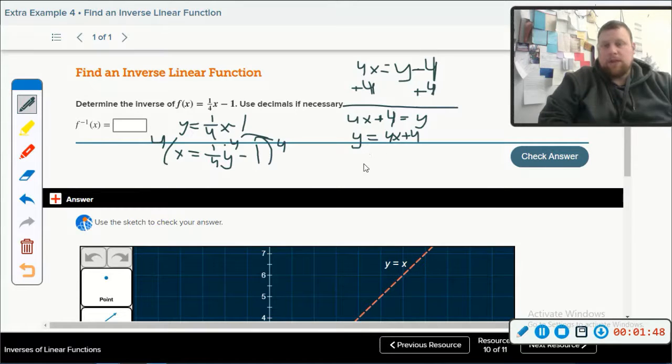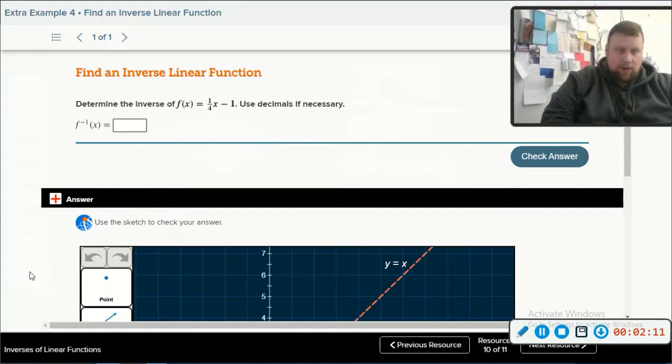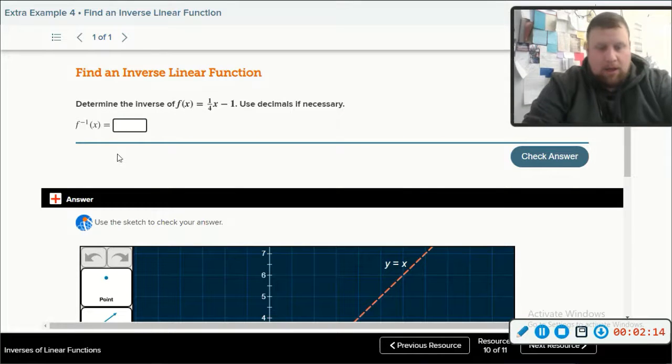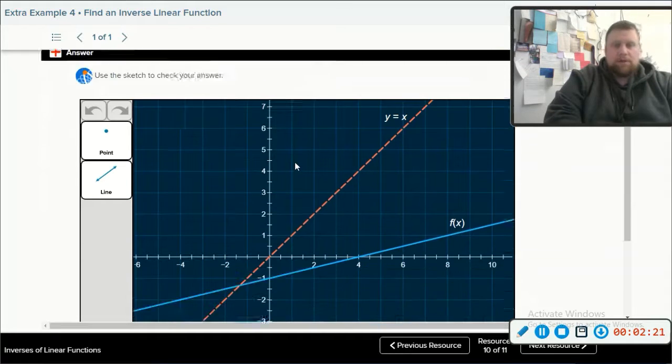And then what does step 4 tell us to do? It says replace the y with f to the -1 of x, or the inverse f of x equals 4x plus 4. Boom. Go ahead and make sure you pause this if you need to. Write that down. We're going to go down here. We're actually going to graph it, so I've got to disappear this. That's 4x plus 4. Check answer. Oh, right there. 4x plus 4.